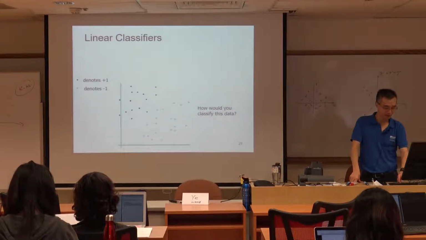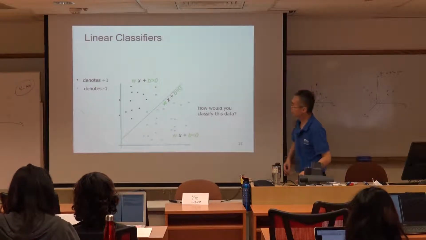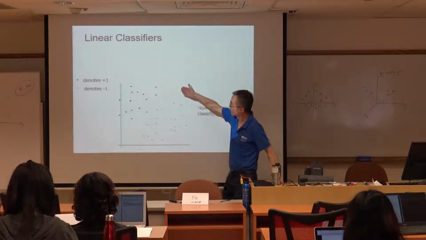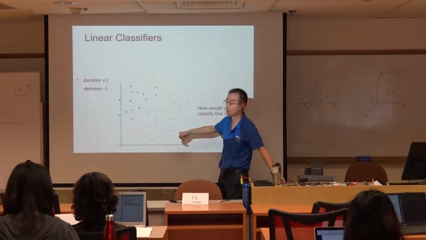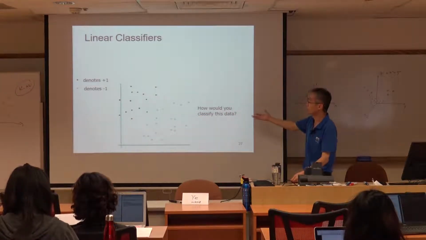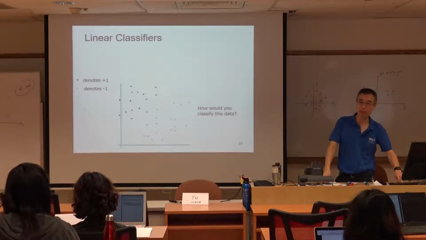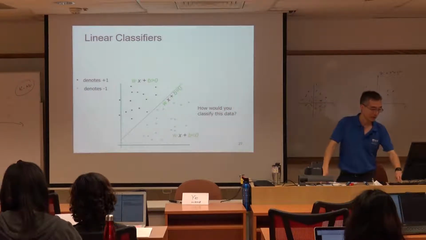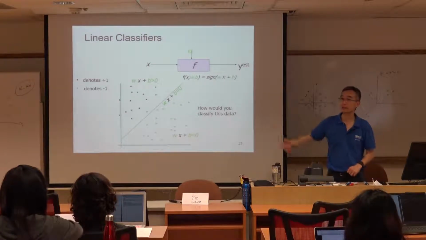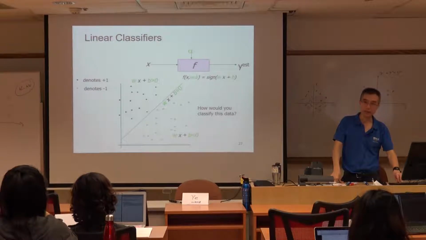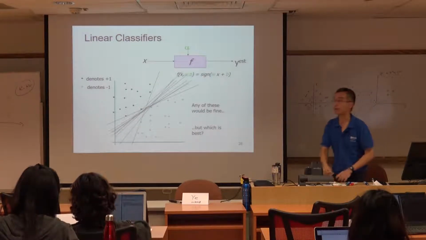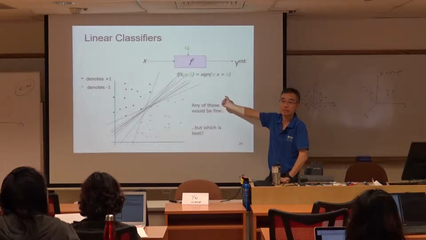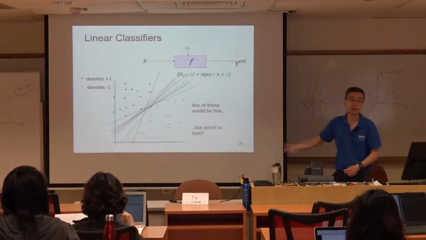I was suggesting that we are moving on to linear classifiers. We actually have the data points here, the annotated data set of the black points and the white points. So how would you classify this data? A very simple method would be to draw a linear line here to separate these two classes, right? Based on this simple line, you can make a decision which class a point belongs to. But the problem is that we can draw a lot of lines which can satisfy these conditions, right? Now, which one is the best?